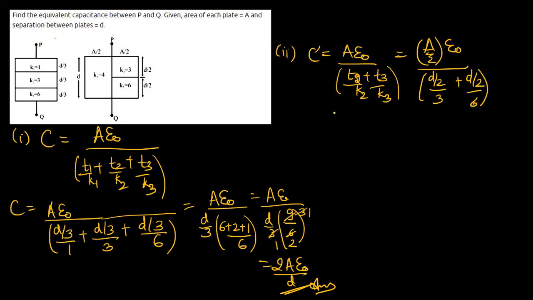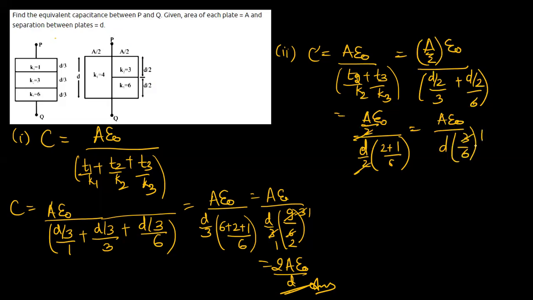So this will be equal to A by 2 epsilon naught divided by D by 2 common. Again, I can take LCM as 6. Here will be 2 plus 1. So this 2 gets cancelled. A epsilon naught upon D, this will be 3 by 6. 3 2s are 6. So this will be 2A epsilon naught upon D. This is for the first part. I've just solved this right hand side part, and for this I have got 2 epsilon naught A by D as the answer.